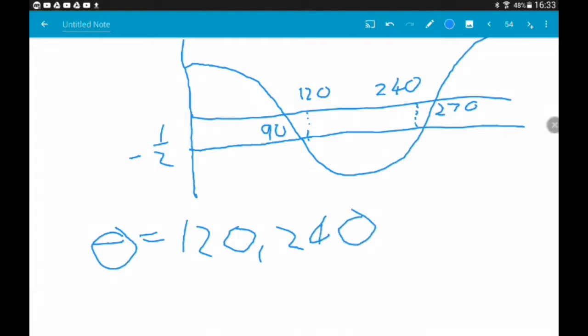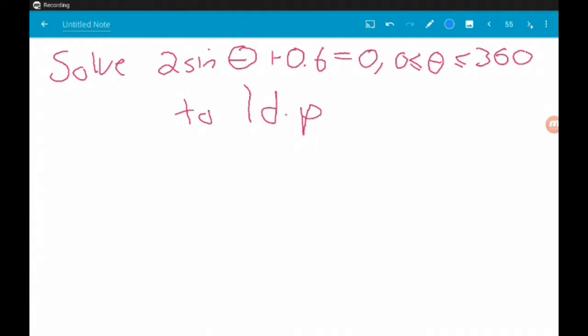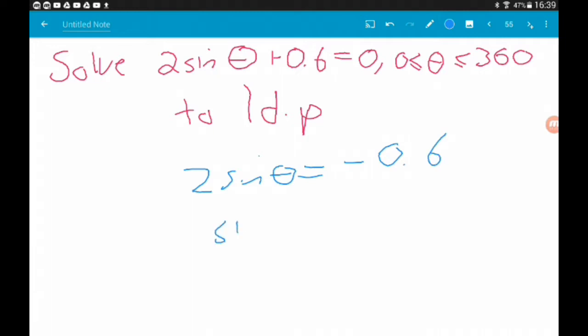Good times. Okay, so let's go for a slightly trickier one. We want to solve 2 sine of theta plus 0.6 equals 0 for values of theta between 0 and 360 to 1 decimal place. The first thing we have to do here is get sine of theta on its own. If we start by taking away 0.6, we would have 2 sine of theta equals minus 0.6, and then if we divide by 2, we get sine of theta is minus 0.3.